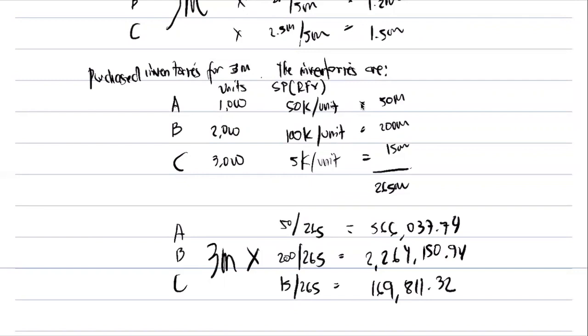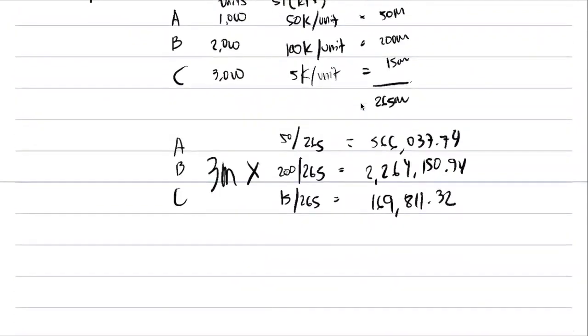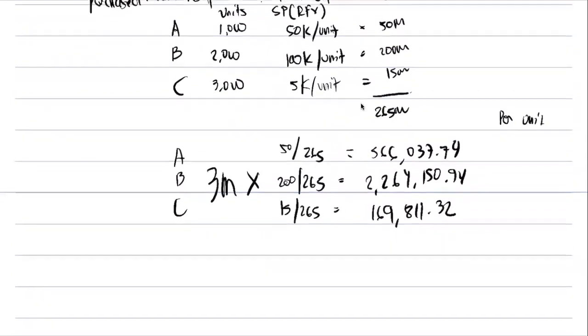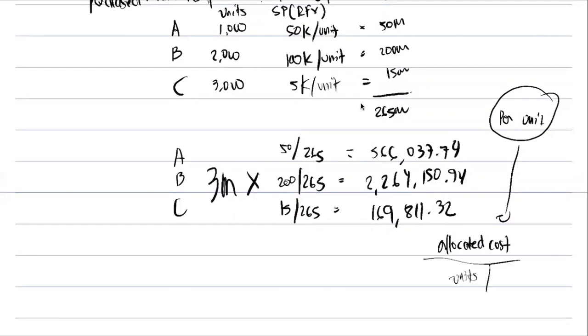of the total relative fair value, we get the fraction. Okay, and sometimes, guys, you are asked, what is the per unit? So if ever you are asked for the per unit, you just divide the allocated cost. So pag per unit ang tinanong, allocated cost divided by the units per inventory.